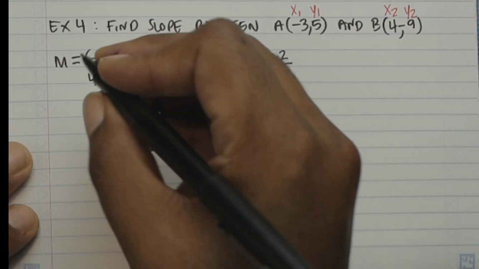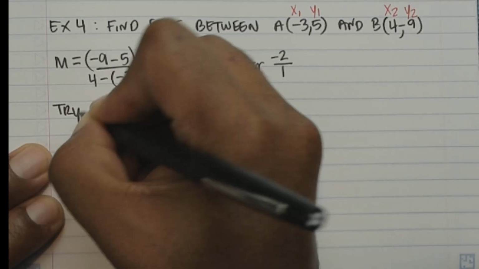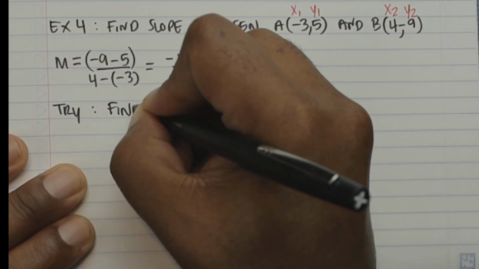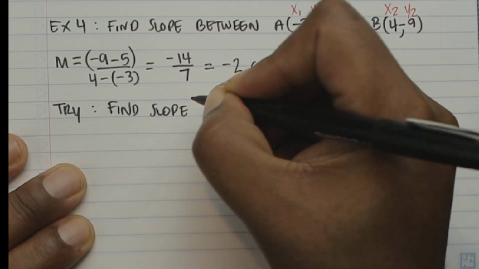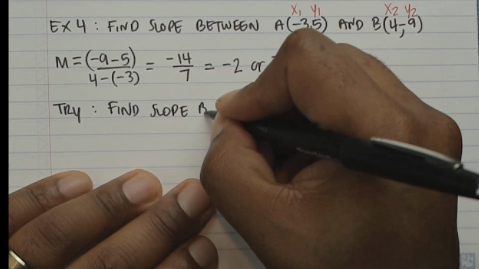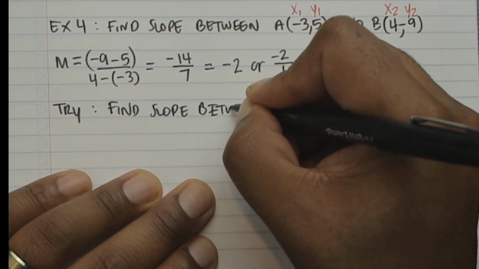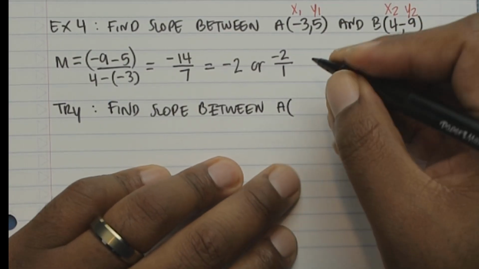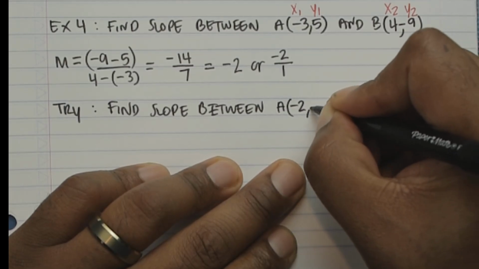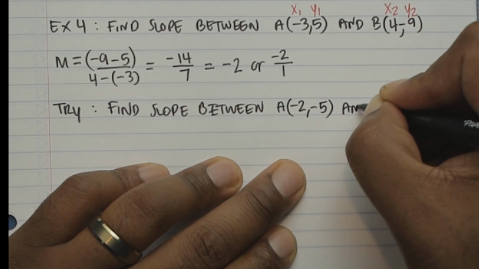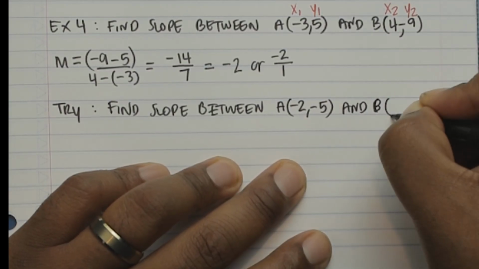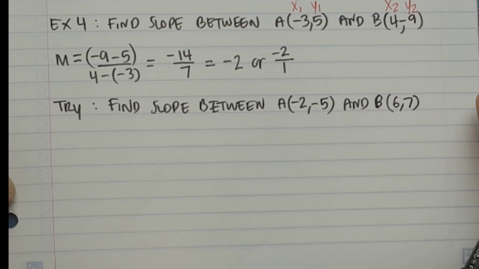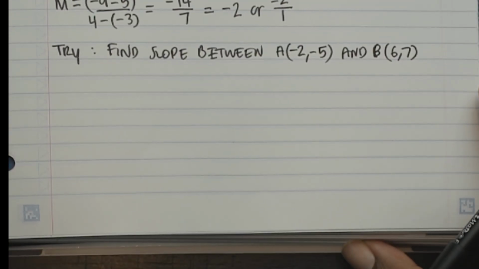Now I want you to try this. Negative 2, negative 5, and 6 comma 7. Okay, pause the video and solve it before continuing.